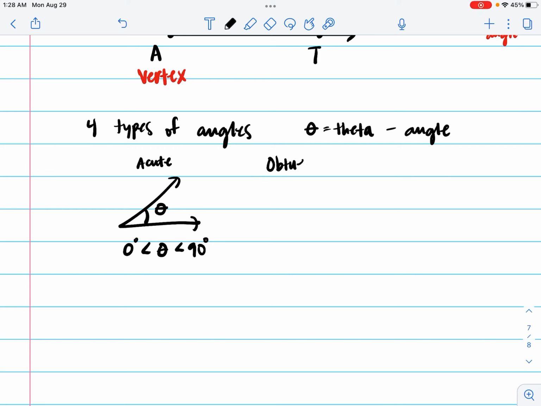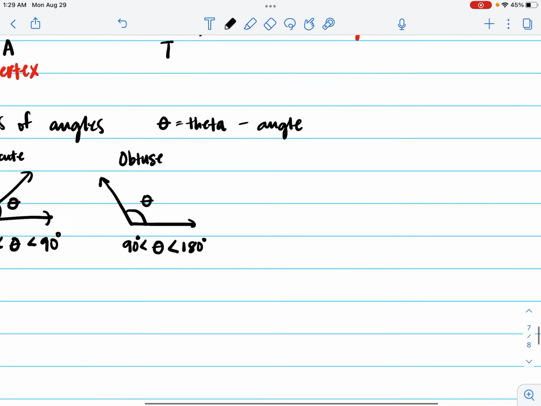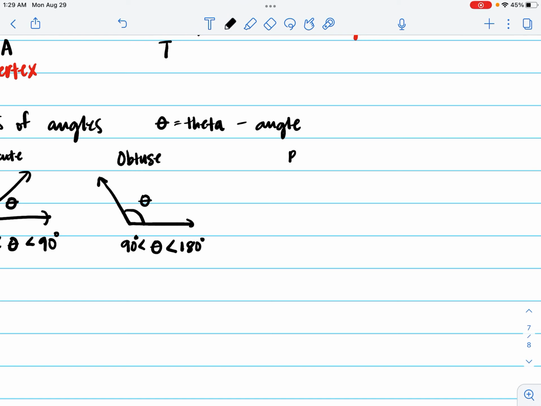Okay? We also have obtuse angles. And here we have angle measures that are bigger than 90 degrees. So theta is bigger than 90. So 90 would be here, and this is bigger than 90. It's a different way to write it. But it also has to be less than 180 degrees. Okay? Bigger than 90, less than 180.